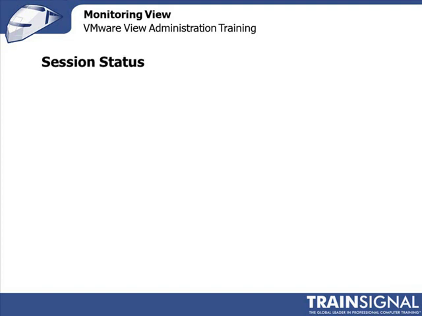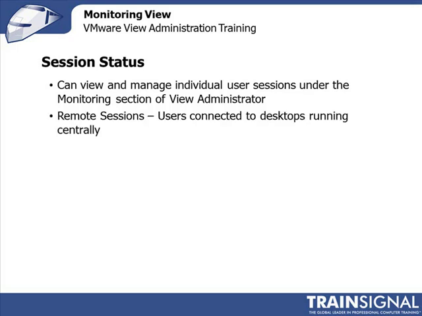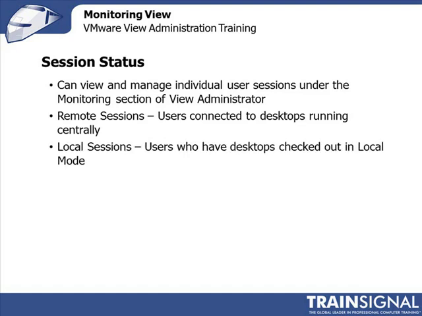Finally, let's talk about the different statuses of a user session. The current view of user sessions can be viewed under the monitoring section of View Administrator. There are two different views of session statuses. The first is remote sessions, which are users that are connected to a desktop centrally located on the vSphere infrastructure. The other type of session is a local session, which are desktops that are checked out using local mode.